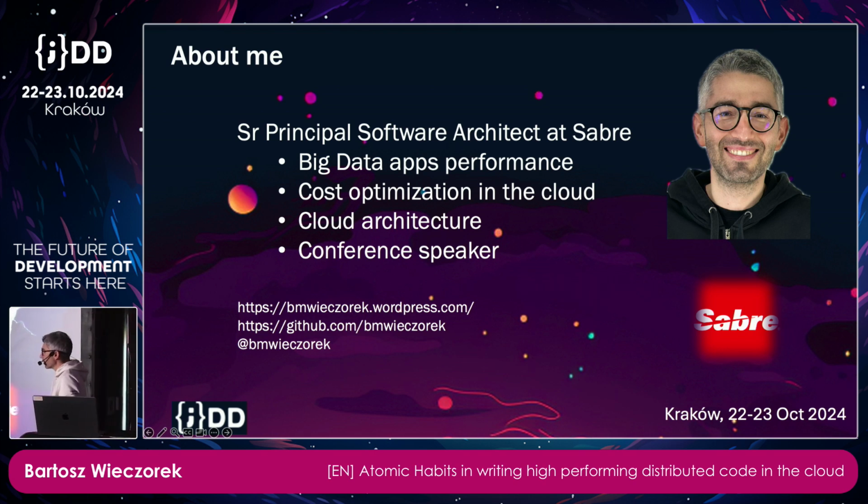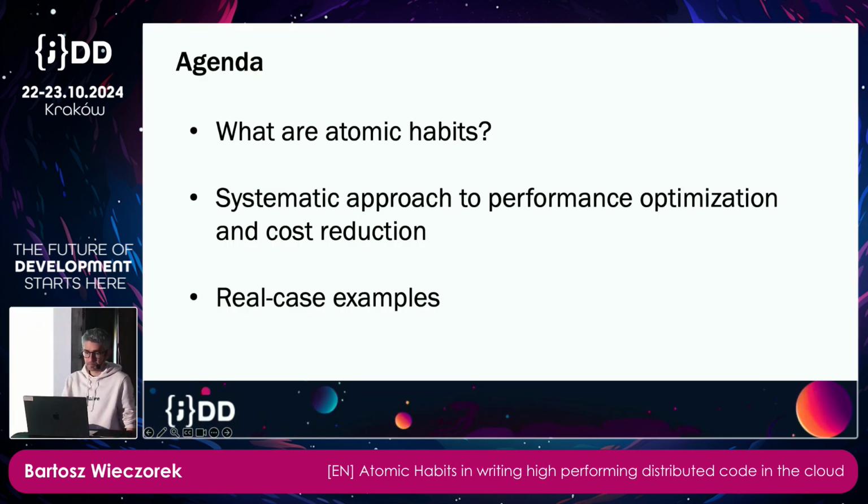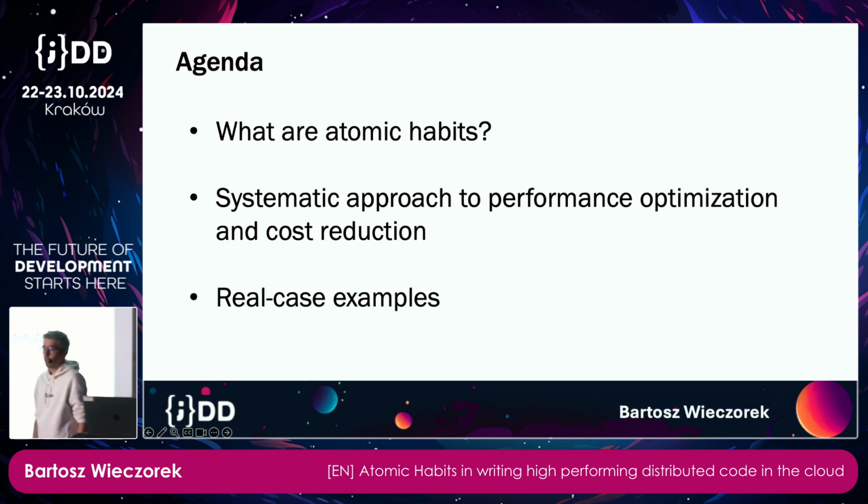What is Sabre? Sabre is a software company that builds solutions for the travel industry, and it's located in Kraków, with headquarters in the US, and also a quarter in Bangalore, in India. So the agenda for today is: what are the atomic habits? A more systematic approach to performance optimization and cost reduction in the cloud. And I'll also be presenting real case code examples, how we were able to increase the performance and optimize the cost.